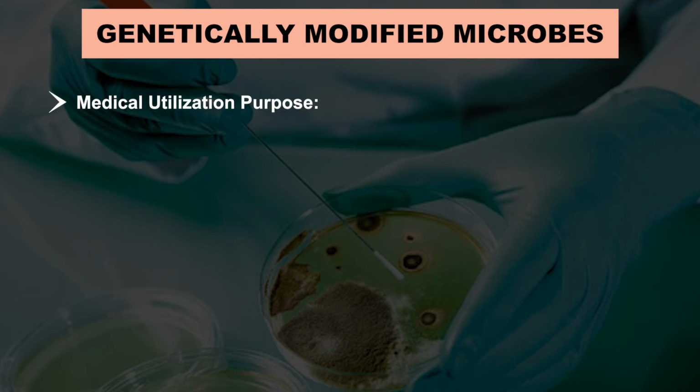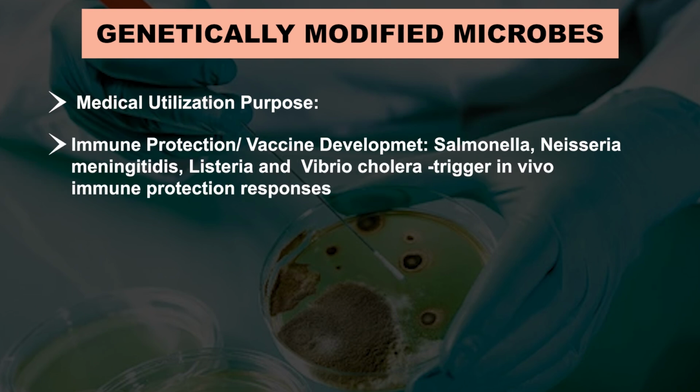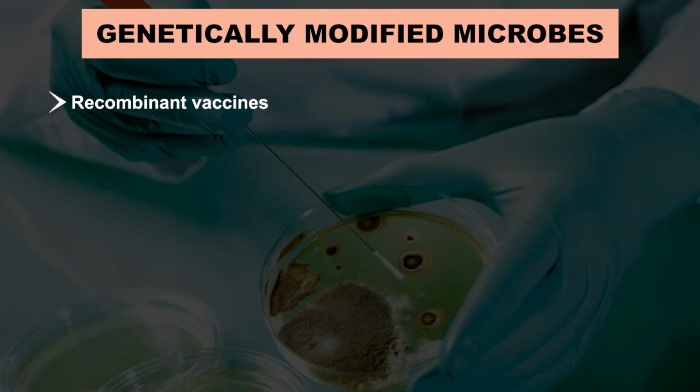Next one is the application in the field of medical. First, for immune protection or vaccine development, Salmonella, Neisseria meningitidis, Listeria and Vibrio cholerae are a few examples of the genetically modified bacteria that can trigger in vivo immune protection responses by inserting certain potent antigens into low or no virulent microorganisms. Then production of the recombinant vaccines.